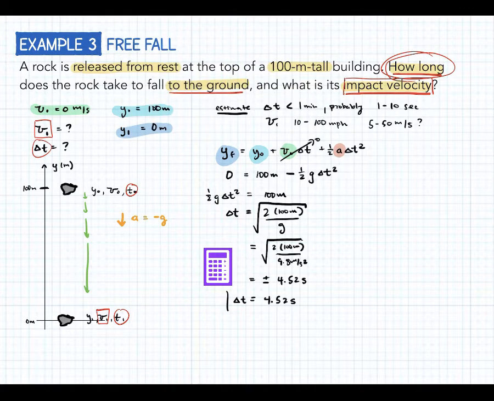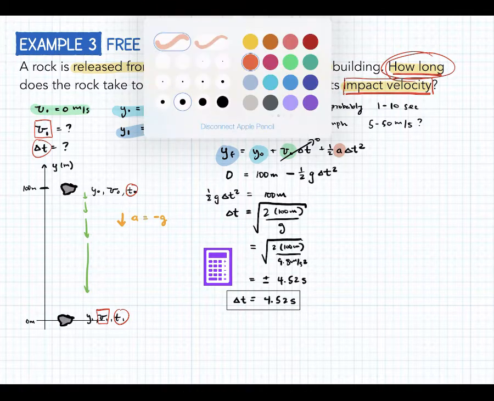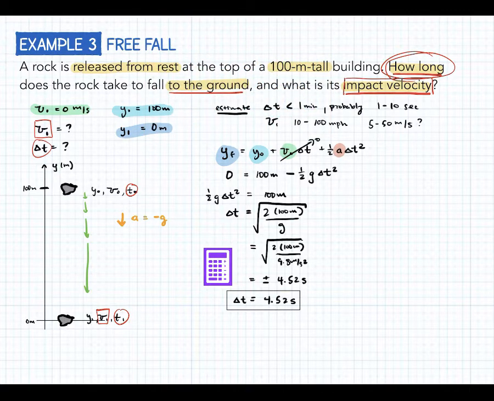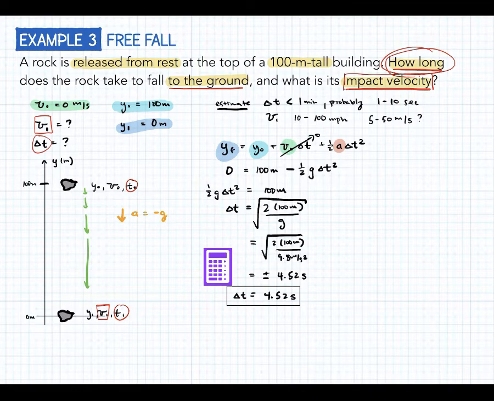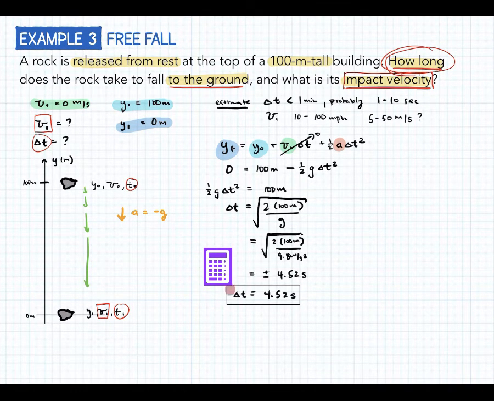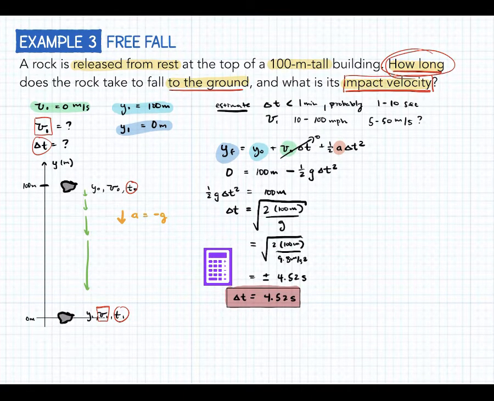If we look at that, that looks pretty good, because what did we say our delta t likely was? Well, we said it's probably less than a minute, probably 1 to 10 seconds. Basically, if you're dropping something off a 300-foot or 100-meter building, that's like a 30-story building, that would be somewhere between 1 and 10 seconds. So we guessed that our time would be somewhere between 1 and 10 seconds, and look, it is. Okay? Cool. For the second part of this problem, we want to figure out the impact velocity.